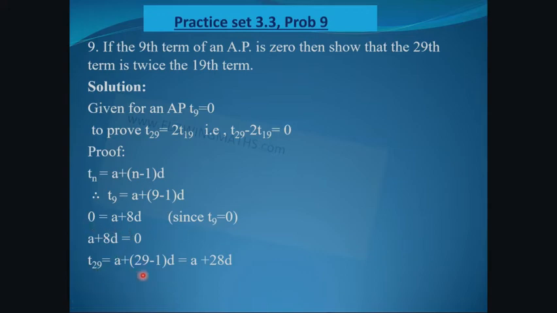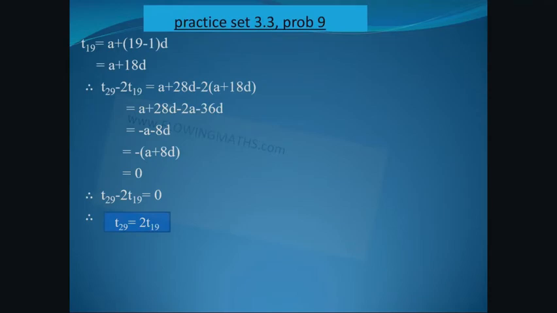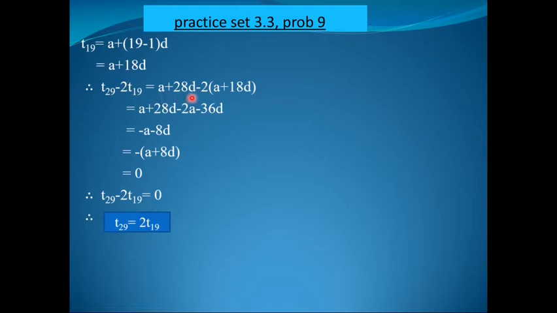Now T29 is a plus 29 minus 1 d. That is a plus 28d. And T19 is a plus 18d. So if you subtract, T29 minus 2 times T19, it becomes a plus 28d minus 2 bracket a plus 18d. That becomes a plus 28d minus 2a minus 36d, or minus a minus 8d. If you take the minus sign outside, minus bracket a plus 8d. But this a plus 8d is 0. So it becomes 0. Therefore, T29 minus 2 times T19 is 0. So T29 is 2 into T19.